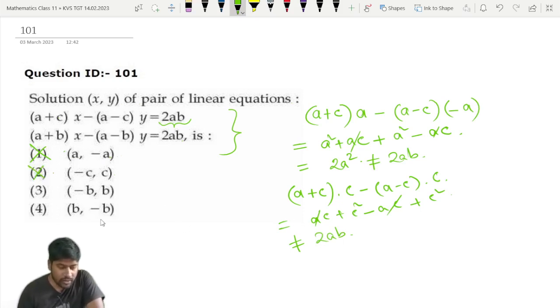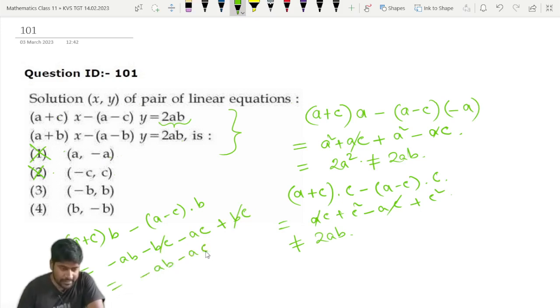Now come to the next option, minus b comma b. If you put minus b comma b, that means a plus c into minus b, and here minus a minus c into b, the y value being b. If you put it, then you will get minus ab minus bc minus ac plus bc. So bc will be cancelled, so we will get minus ab minus ac.